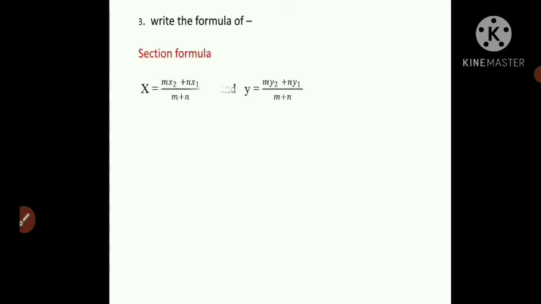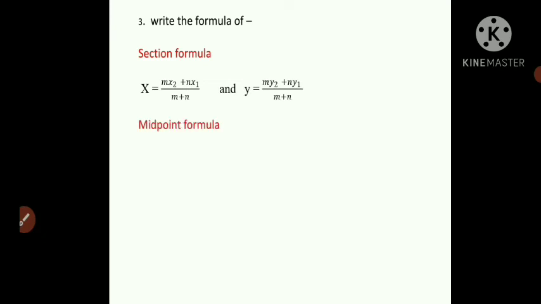Now main question number 3, write the formula of section formula. So for x we know (mx2 plus nx1) upon (m plus n), and for y (my2 plus ny1) upon (m plus n).